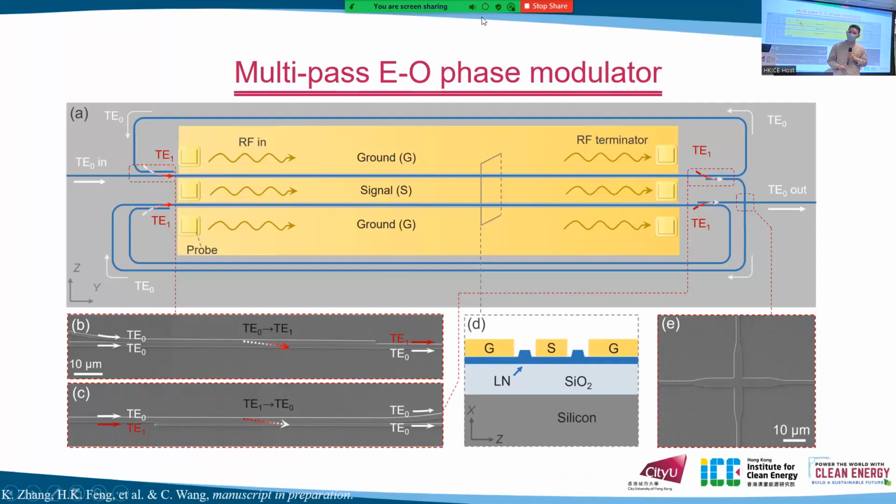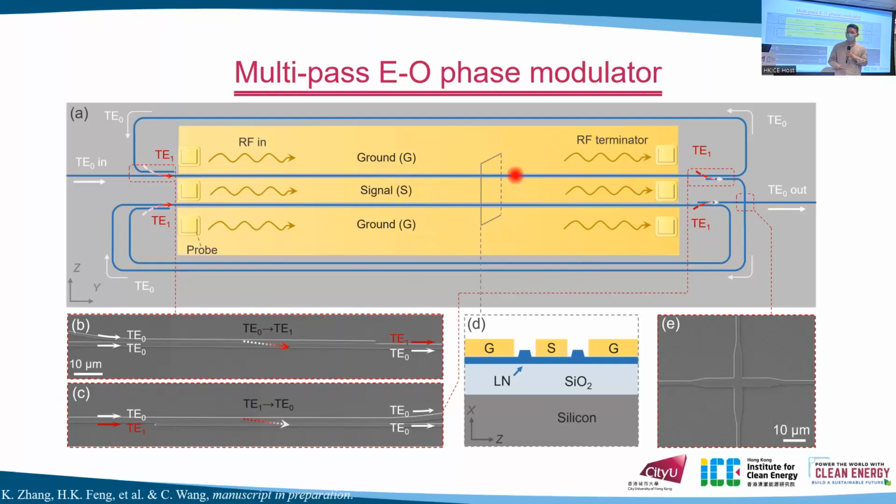This picture shows the structure of our multi-pass EO phase modulator. Initially, we have light coming in, undergoing EO modulation, and coming out in TE0 mode. And then we have a mode converter. This TE1 mode will undergo the second modulation. And then this TE1 mode will convert to TE0 mode and come back together. This is the third EO modulation, and then the fourth EO modulation. This is a little bit complex.